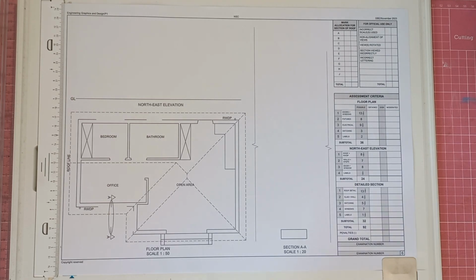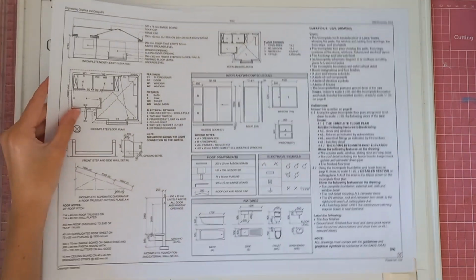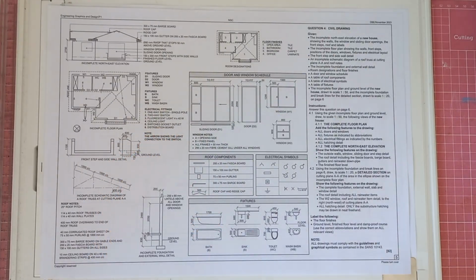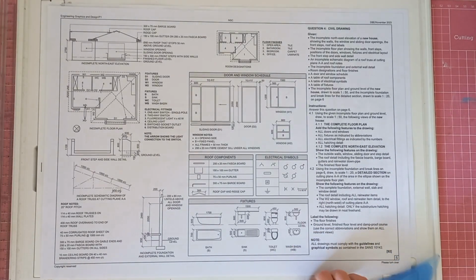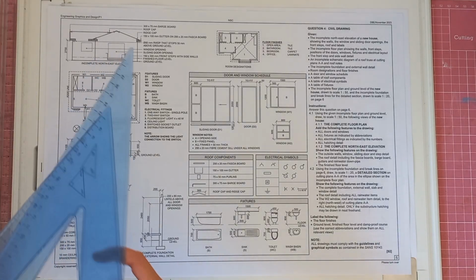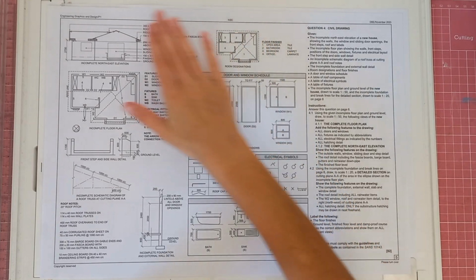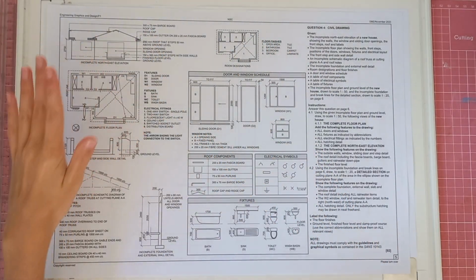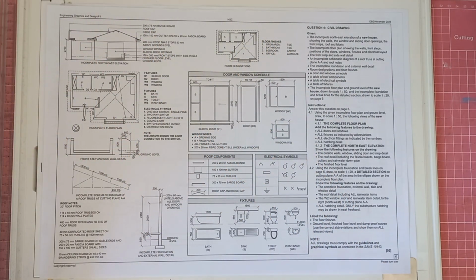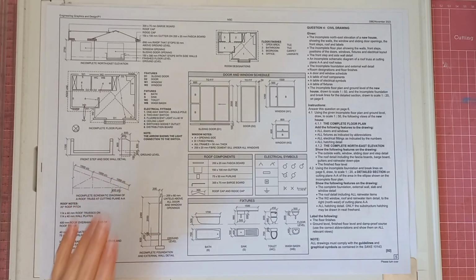So we're just going to start off by having a look at the question paper. So you will notice that, let me just get my drawing equipment. Okay, you will notice that you are given many different things to look at on this paper. So that will obviously be your floor finishes, your elevation, your floor plan, front step and side wall details, roof diagrams, incomplete foundation diagrams, fixtures, roof components, electrical symbols, and the door and window schedule, etc., etc.